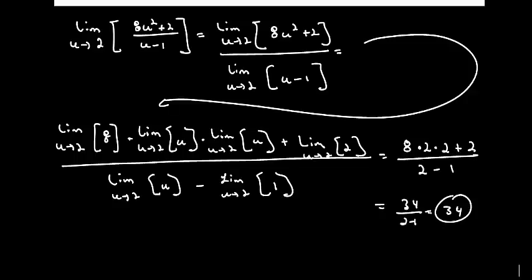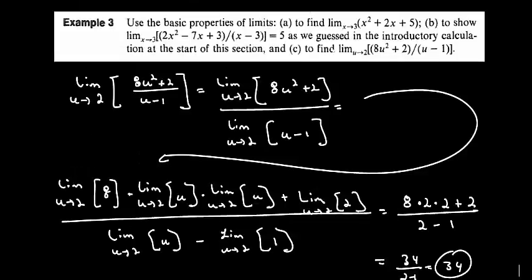Now what I would recommend you do is take this guy right here, graph it out using a calculator, and make sure that the values close to u equals 2 are 34.